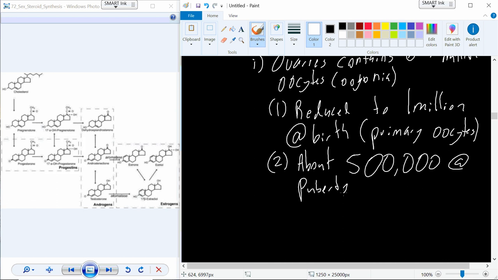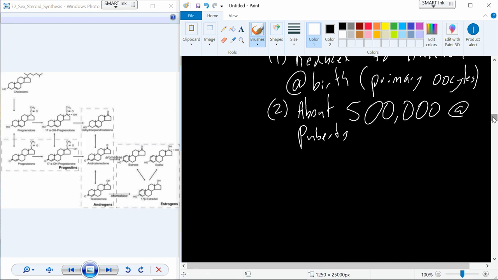And just looking ahead, every cycle, about 10 to 15 of these 500,000 will begin this process through the rest of oogenesis. And you typically will have just a single oocyte in humans that matures to an ovum, and that's what is ovulated during the ovarian portion of the reproductive cycle.